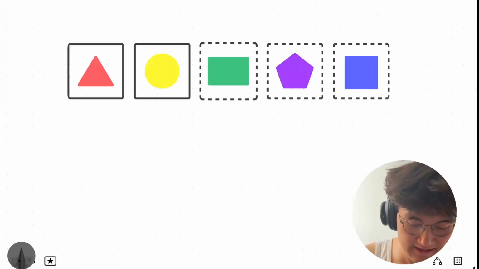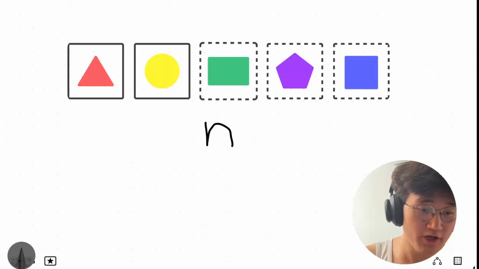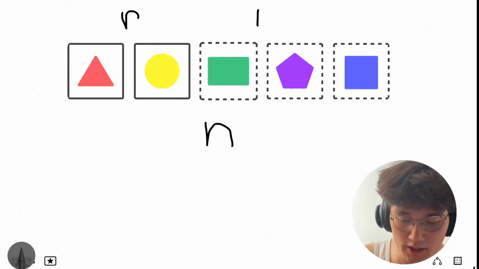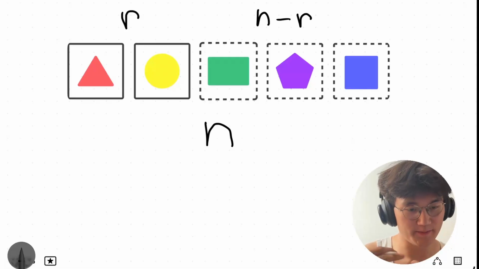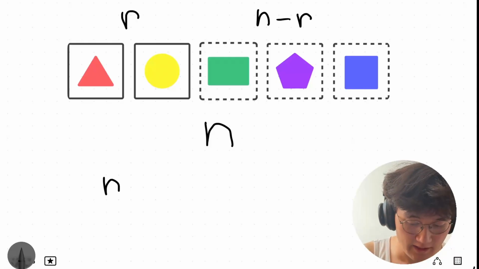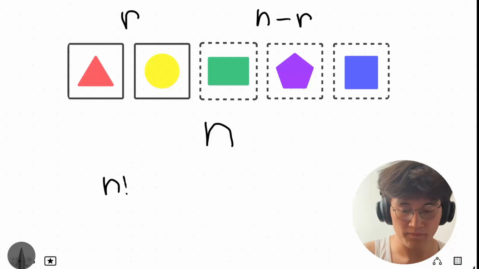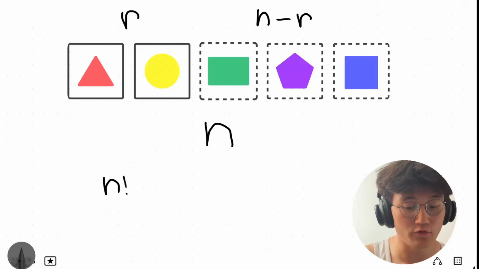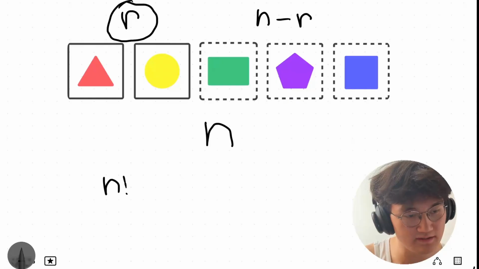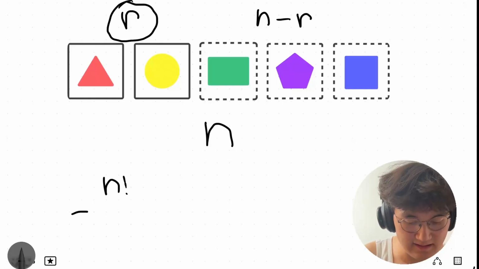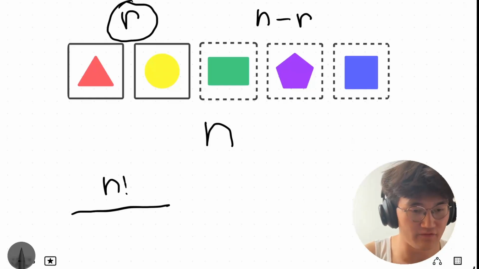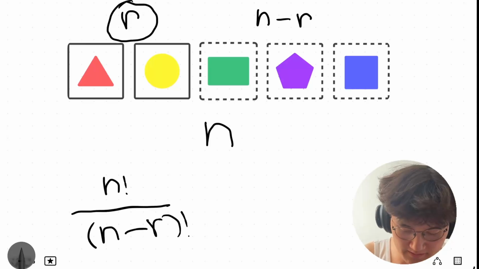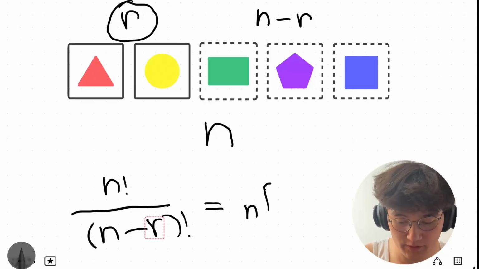Let's generalize it. We have n objects, and we are interested in choosing r objects out of it. We see that there are n minus r objects remaining. Taking into account that n factorial overcounts (n minus r) factorial times for every rearrangement of r objects, we intuitively understand that we need to divide n factorial by (n minus r) factorial because it overcounts by (n minus r) factorial times. So that's what we do, and that's what we call permutation.